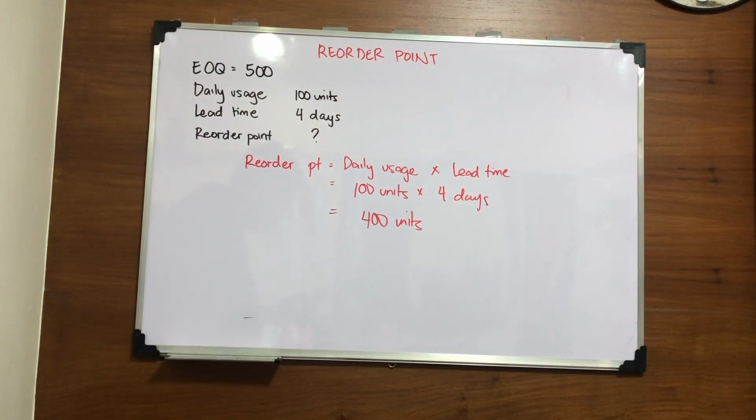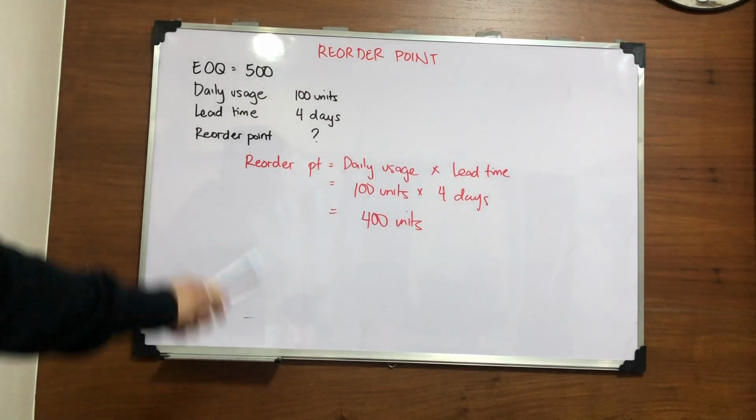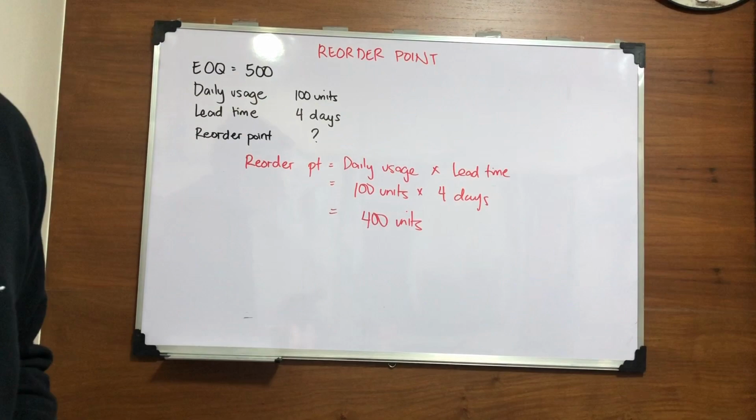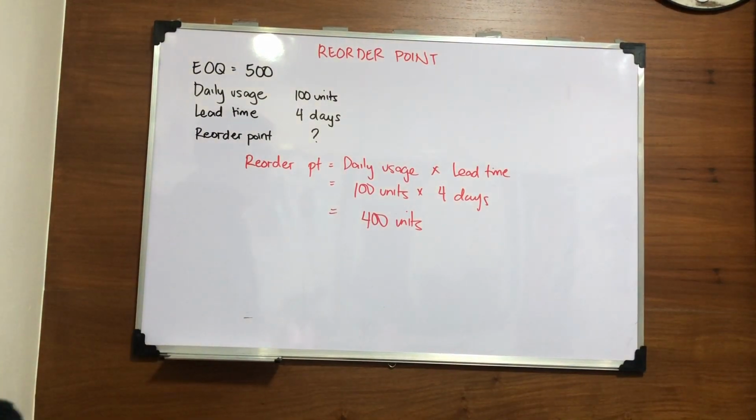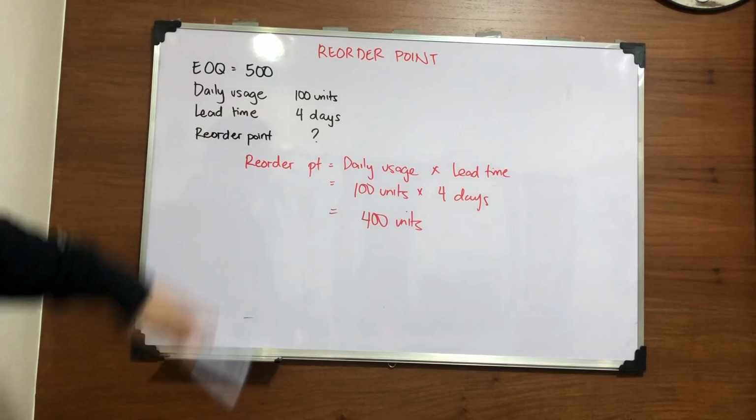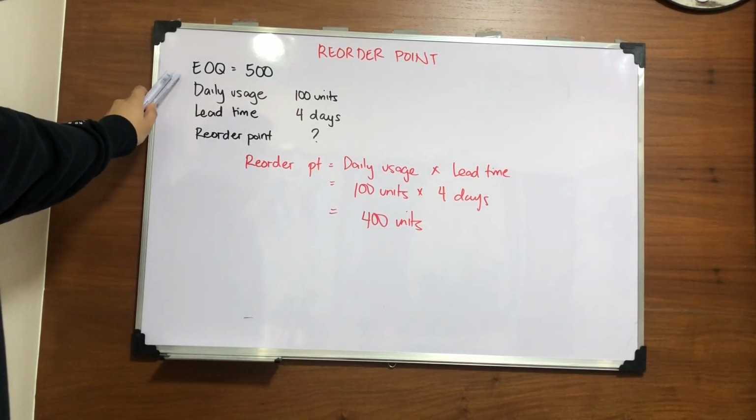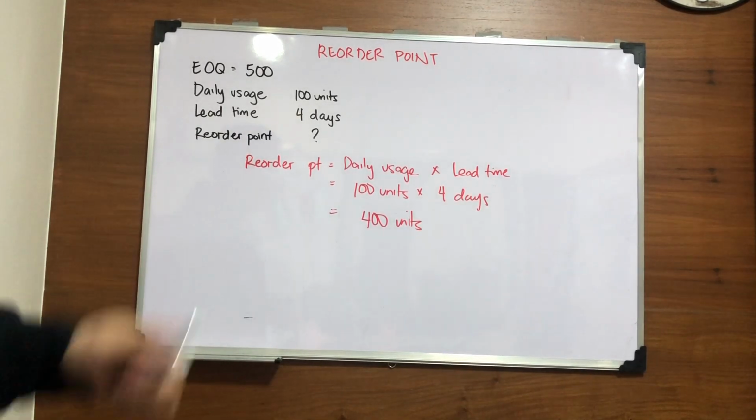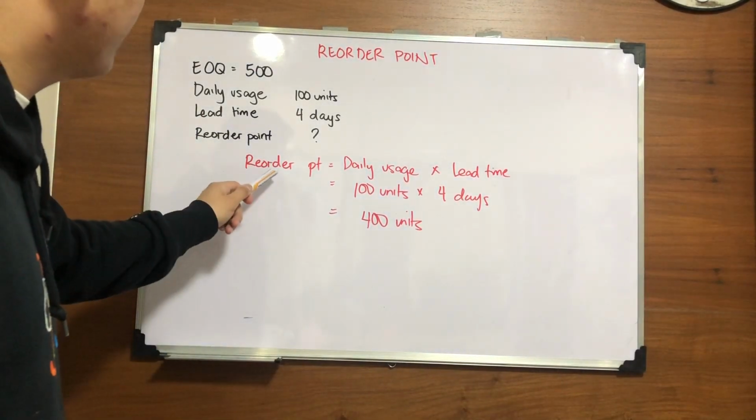Again, the definition of lead time is the period between the placement of the order and the receipt of the materials ordered. So it suggests that your supplier, when you order to him, let's say it is January 1 today, when you place your order in January 1, you will only receive it on January 4. So there is a time gap of 4 days for you to receive your 500 units ordered.